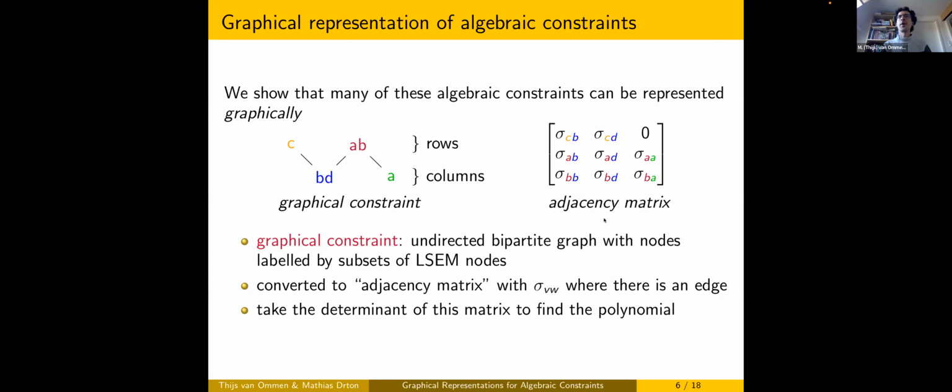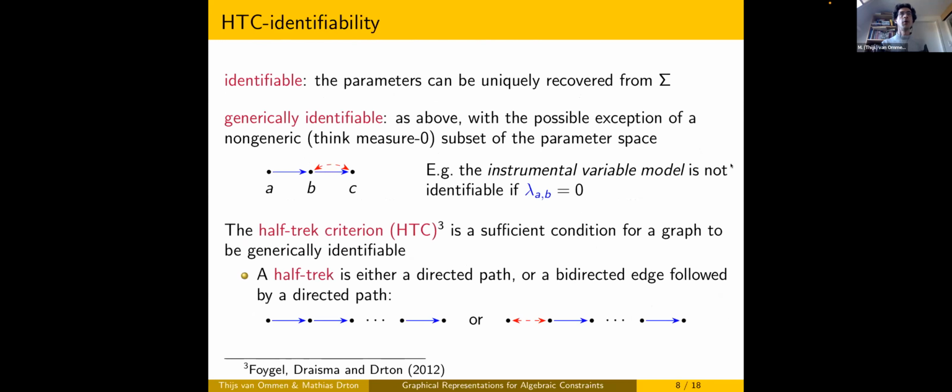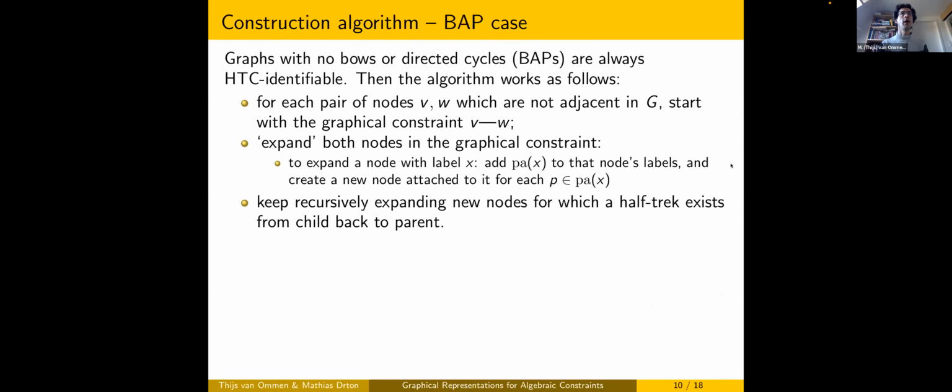There's one thing that I was sweeping under the rug now, namely if you choose the order of the rows or the columns differently in this matrix, then you could end up flipping the sign of the polynomial. So to be exact, we are only specifying the polynomial up to sign, but we're okay with that because we're only interested in these polynomials because we want to know whether they're zero or not. Okay, thank you. Great. Okay, so I think we're now at the algorithm.